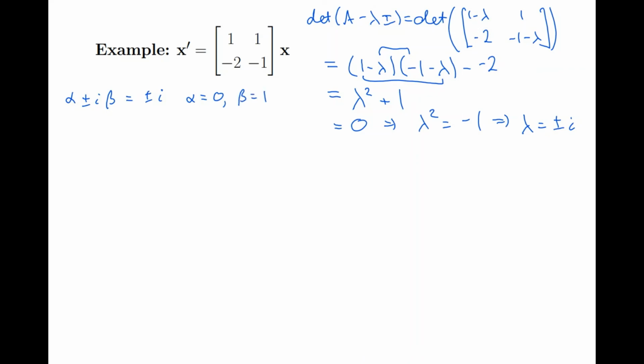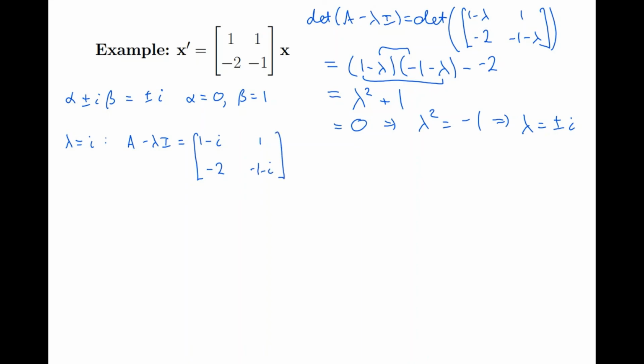Now I need to find the eigenvectors, and I only have to do that for one eigenvalue, because they will always come in complex conjugate pairs. So I'll choose lambda equals i. A minus lambda I is 1 minus i, 1, minus 2, minus 1 minus i.